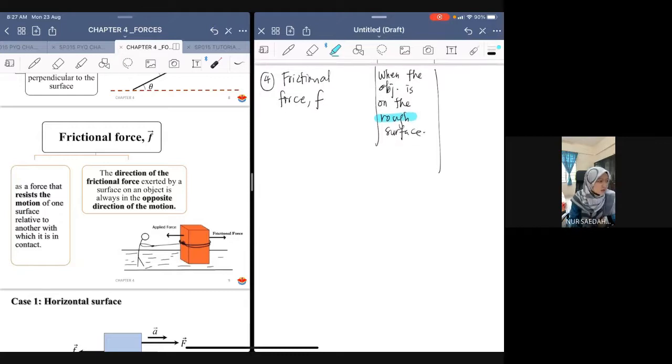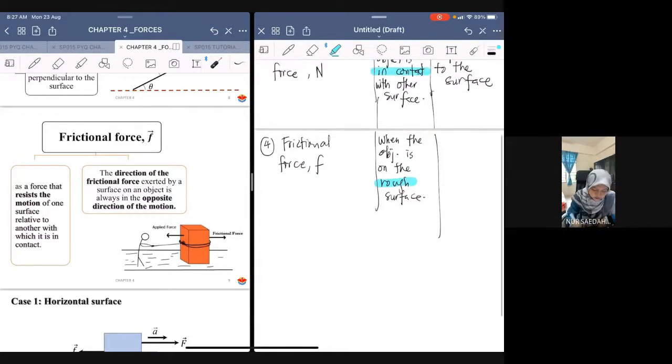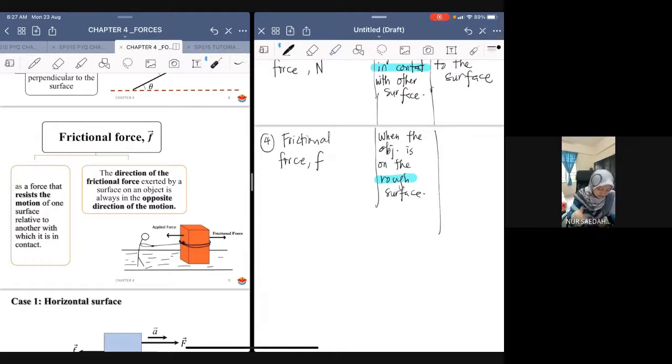Gravity by the way, semua tempat ada gravity kecuali kalau kita buat dekat vacuum. Okay, so frictional force is when the object is on the rough surface. Okay, so where is the direction of the frictional force? Macam mana dengan direction dia?